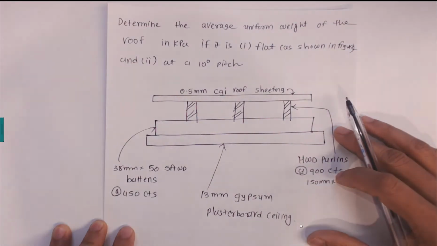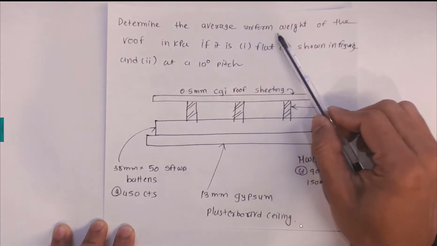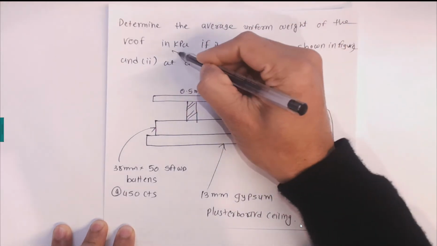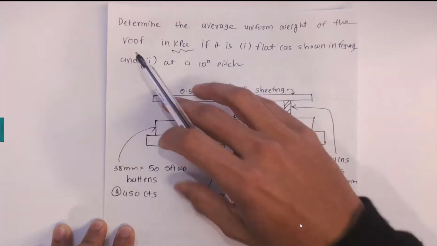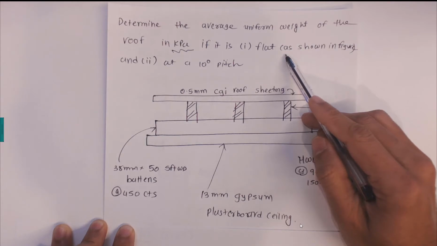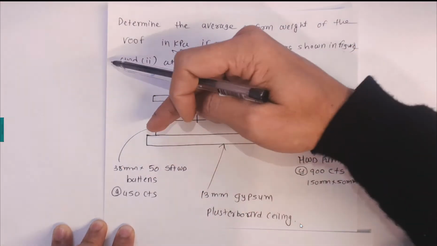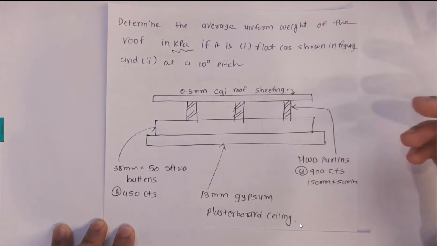This video explains an example for the dead load, determining the average uniform weight of the roof in kilopascals. Please note, we need to find it in kilopascals. First for the flat condition, as shown in the figure, and then at a 10-degree pitch. So if I lift this one up to a 10-degree pitch, we need to find this one as well. Let me explain this.